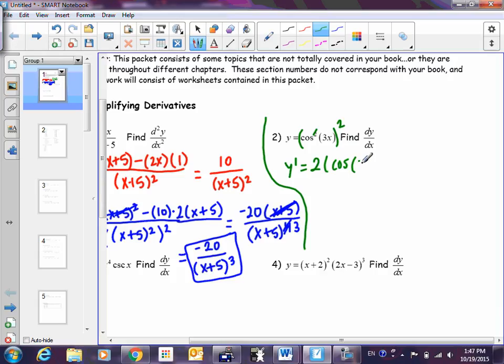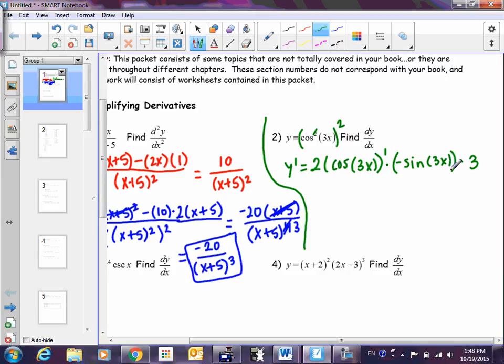I just wanted to throw one in again because I feel like we needed a little bit of practice on this. What would go next after this? Negative sine 3x. And the biggest mistake I see with students is they stop there. And they forget the very last step, times 3, because we've got to go times the derivative of 3x.